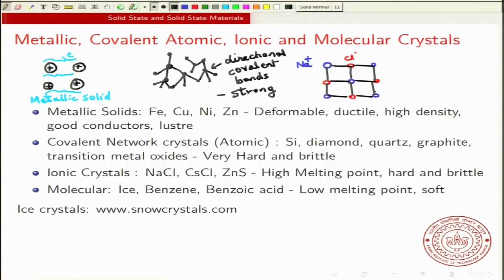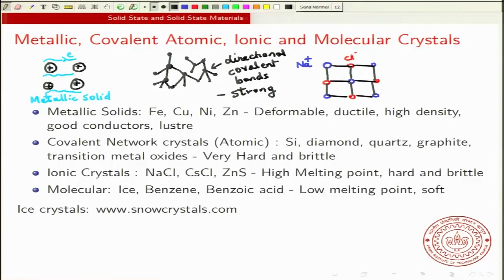So, what happens is that these ionic solids typically have high melting points, okay. They can be hard, but they end up being very brittle. You cannot deform them easily like metallic solids. So, actually the ductility of metallic solids comes from the nature of the metallic bond.